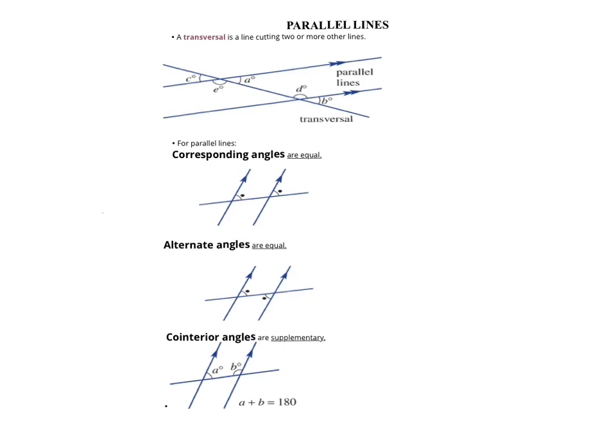Firstly, looking at corresponding angles. Now, corresponding angles are in exactly the same spot on the same side of the parallel lines and on exactly the same side of the transversal. So if you're looking at the example in front of you, those two angles are equal, as are these two and these two. They're also corresponding. These two and these two would be corresponding, and the last set of corresponding would be these two and these two. Remember, they are all equal.